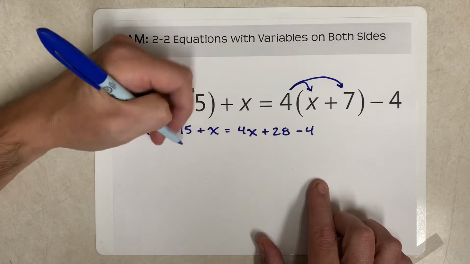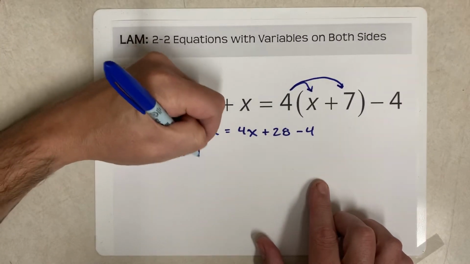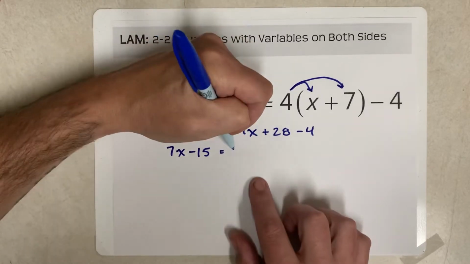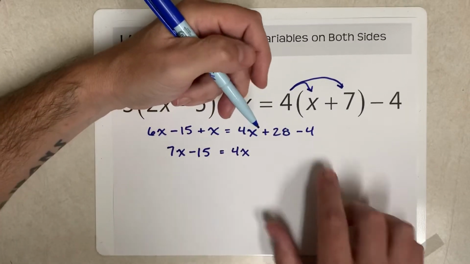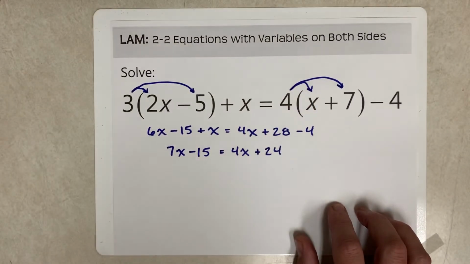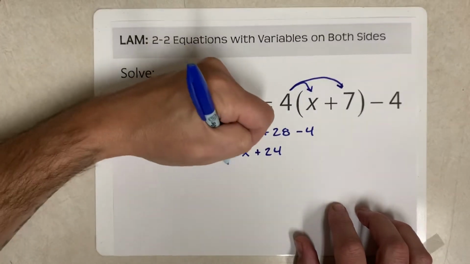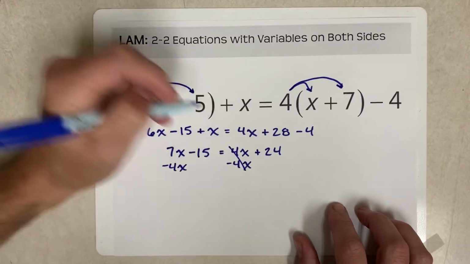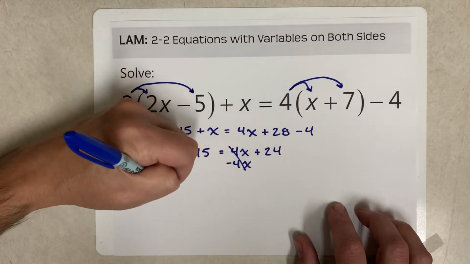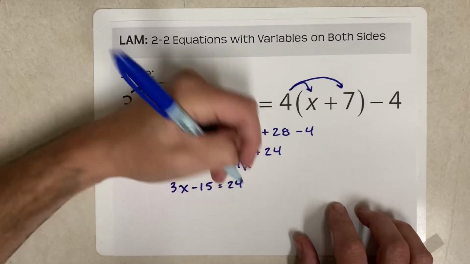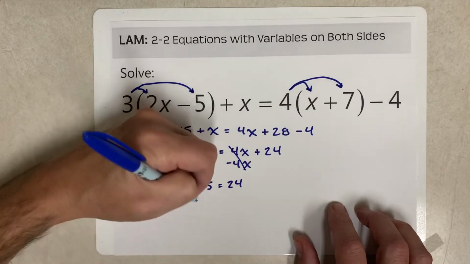6x and 1 makes 7x minus 15 equals 4x, but 28 take away 4 is going to be 24, like that. Now I'm going to subtract 4x on both sides. 7 take away 4 is 3. It's 24. Okay, I'm going to add 15 to both sides.